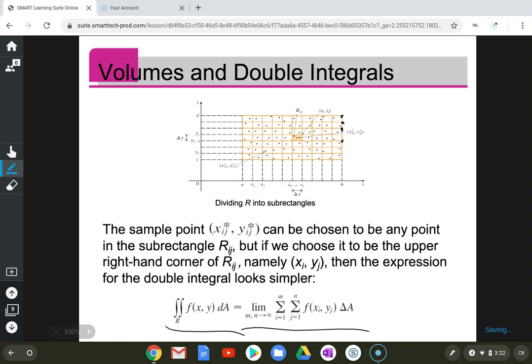This is kind of like when we did our exact area last year. The exact area formula we used was always for right-handed rectangles. Very similar concept here, just in 2 dimensions. It's still an exact volume. It just makes the formula simpler if you're always using the upper right-hand corner. That's all that this is saying. Again, you don't have to have this memorized. We just have to learn how to do it.